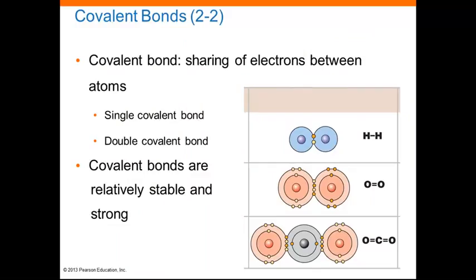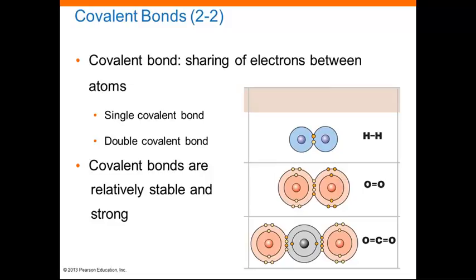Another type of bond, another way atoms can fill their outer electron shell, is by sharing electrons with another atom. And the result is a molecule that's held together by covalent bonds. So a single covalent bond is when you share one pair of electrons, which is depicted right here with this hydrogen molecule. That's a single covalent bond.